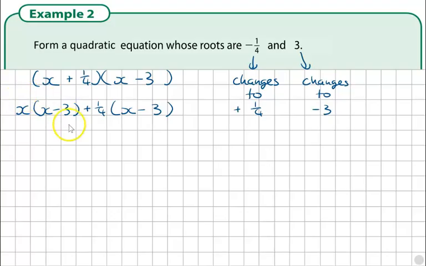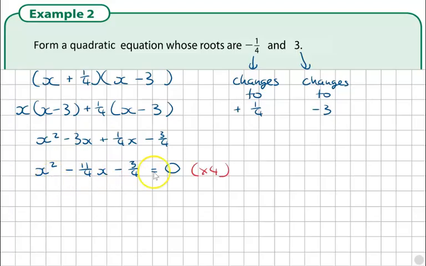So we have x times x minus 3 plus a quarter times x minus 3. That gives us x squared minus 3x plus a quarter x minus 3 quarters. Be careful now when you're using fractions. So that simplifies to x squared minus 11 over 4 x minus 3 over 4. And we let that equal to 0.